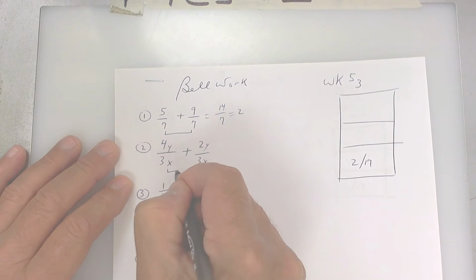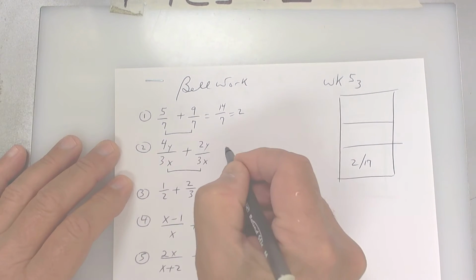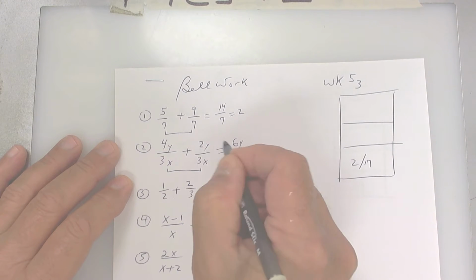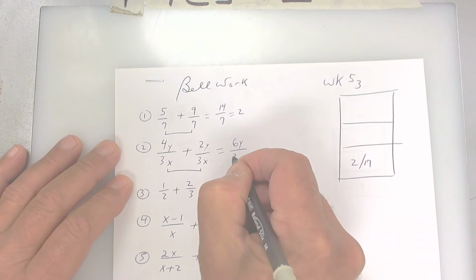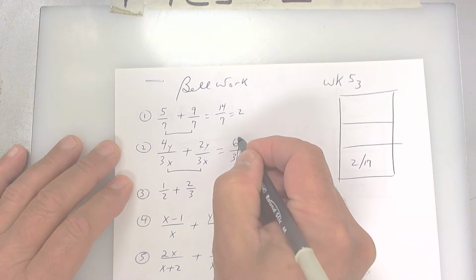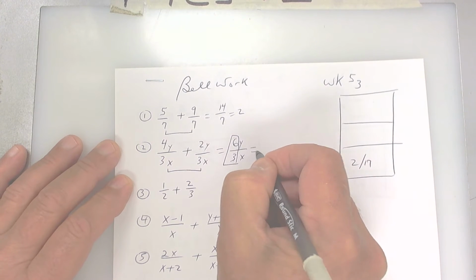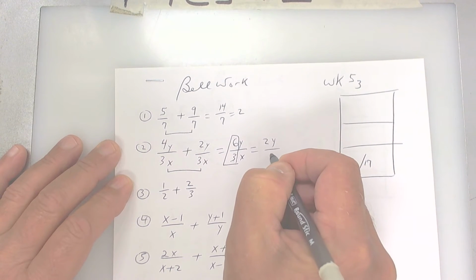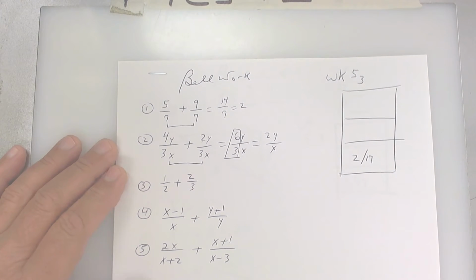This one, the denominators are the same, so when you add these two up, you're going to get 6y over 3x. And you can reduce this. 3 goes into 6 two times, so it should be 2y over x. Okay, make sure you reduce.